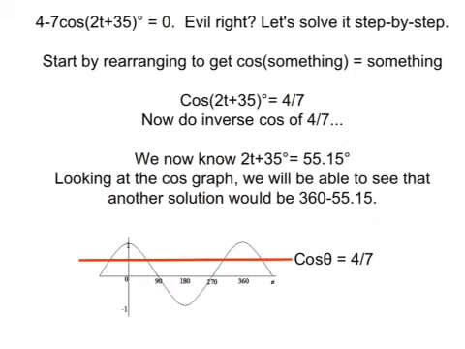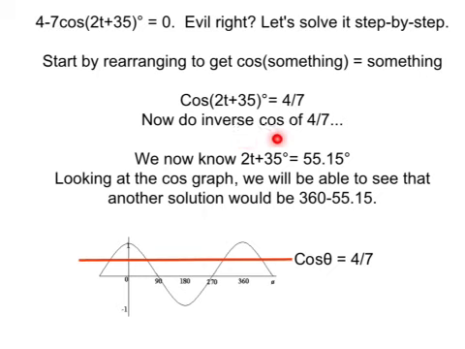Let's have a look at a really complicated, frankly quite evil trig question. 4 minus 7 cos of 2t plus 35 equals 0. So we're going to solve it step by step. We're going to rearrange it to start with to get cos of something is equal to something else. So we're going to take this 4 over to the other side, it becomes minus 4, then we're going to divide by this minus 7, so you get minus 4 over minus 7. So that rearranges to cos of 2t plus 35 is 4/7.